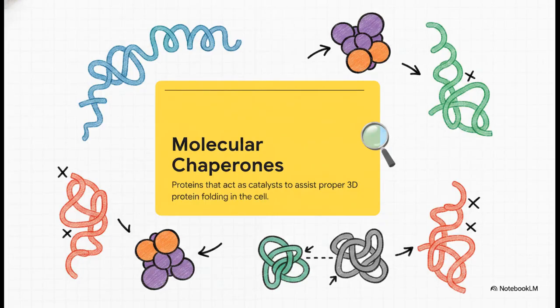The final step is folding. The raw chain has to fold into a very specific, functional, three-dimensional native structure. This process usually begins while the chain is still being synthesized, and it's assisted by molecular chaperones, like heat shock proteins. They act as active catalysts, guiding the protein into its proper 3D shape by actively inhibiting improper attachments and kind of pulling apart unwanted liaisons.